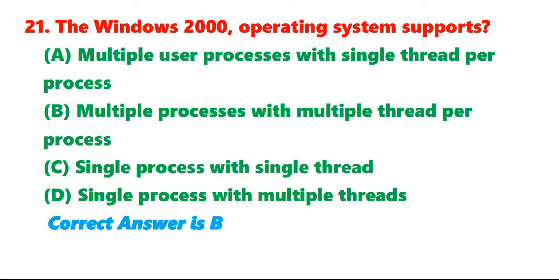21. The Windows 2000 operating system supports: A. Multiple user processes with single thread per process. B. Multiple processes with multiple threads per process. C. Single process with single thread. D. Single process with multiple threads. Correct answer is B.